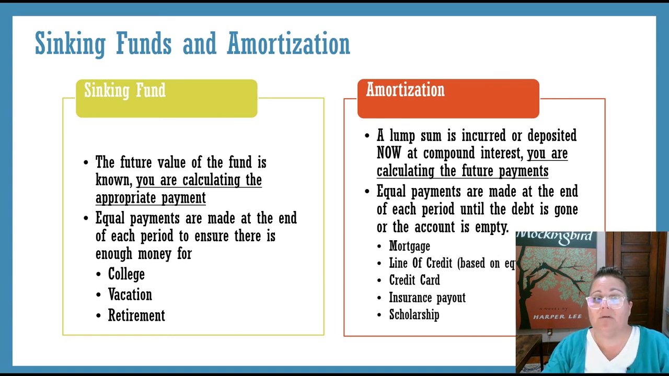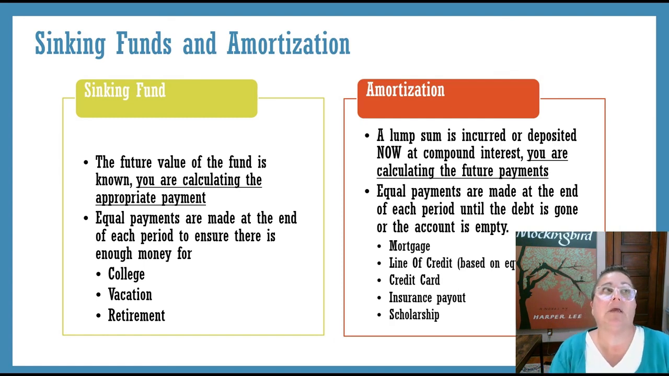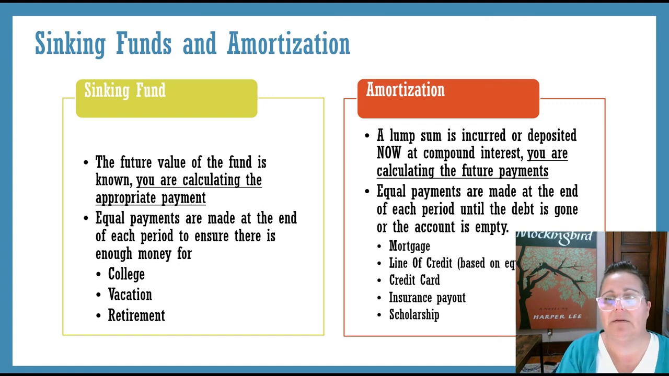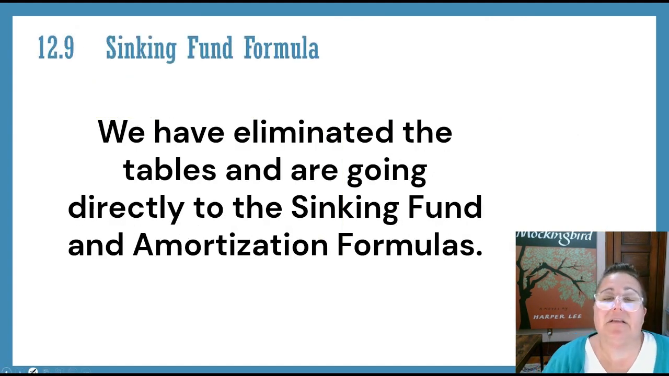A line of credit would be amortized. However, those are not the only things that can be amortized. If you've ever received a lottery win or an insurance payout or perhaps a scholarship, all of these things can also be amortized. Your retirement account will be amortized when you get to that point. So you'll save up for years while you're working, and then when you're not working, you'll amortize that retirement account, all right? Let's take a look at the formulas.